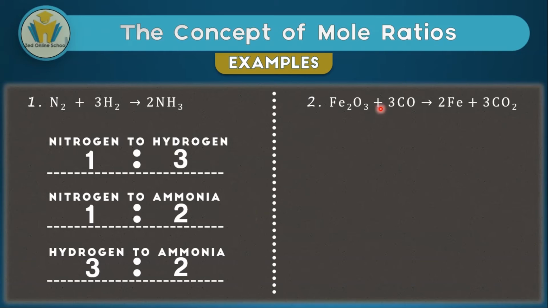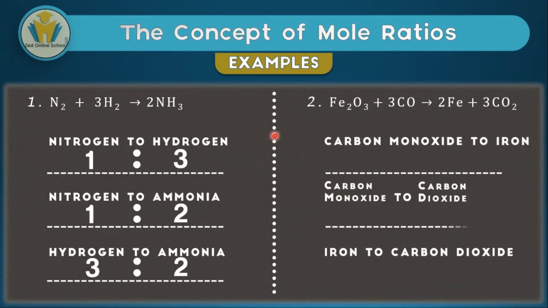Let's get to the second question and get to know how to write even more mole ratios. We have carbon monoxide to iron. Carbon monoxide is this one here. We've got a 3 in front of it. Iron is this one here. This one is not iron, this is iron 3 oxide. So our mole ratio for this one is 3 to 2. For carbon monoxide to carbon dioxide, this is carbon monoxide and this is carbon dioxide. We have a 3 and another 3. So our mole ratio is 3 to 3.